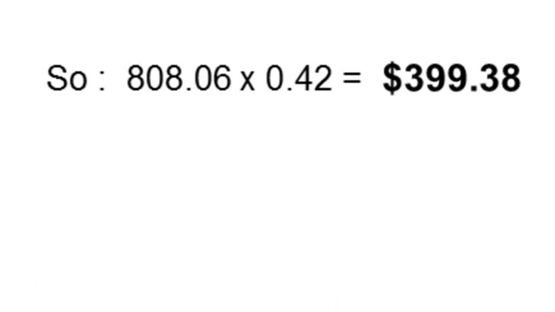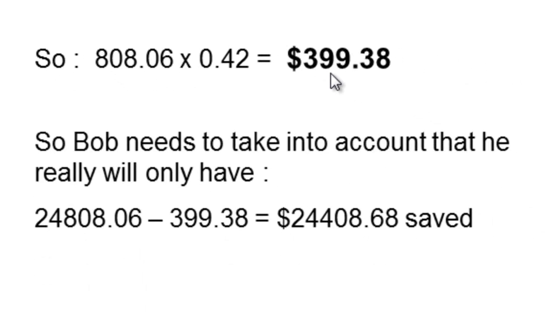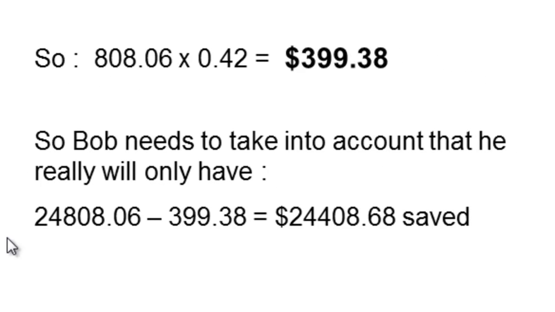Then, to work out how much tax we pay, if that's our income, $808.06, we multiply it by 0.42 because that's our tax rate as told in the question, and that means we have $399 which we have to pay in tax. If you want to work out how much you actually saved, you take your $24,808, which is what's in the account, take away your $399 tax, and you end up with that much saved. So taxation does have a bit of an impact. In real life, when you're saving up for super and things like that, there are a lot of other tax benefits and tax breaks, but we're not going to look at that now.